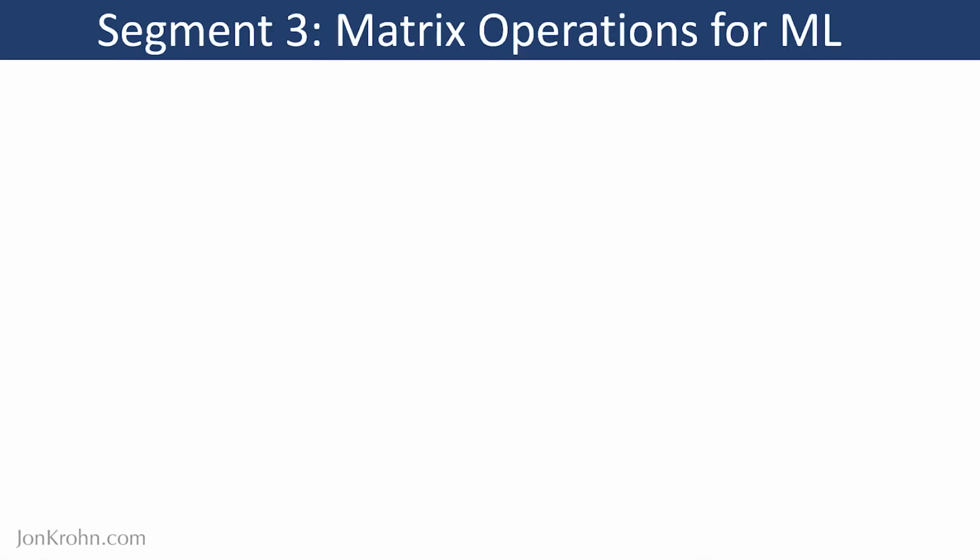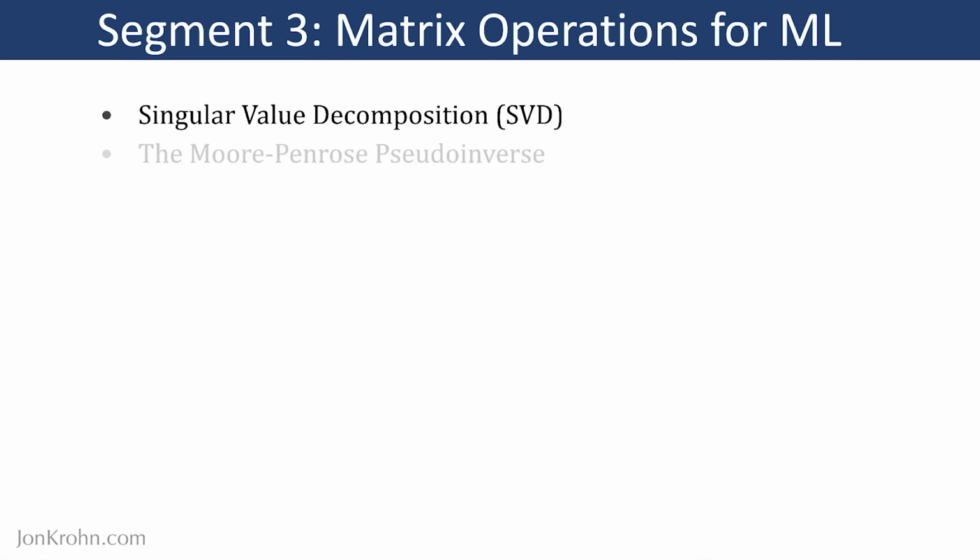Right, so with that, we've reached the end of segment 3 on matrix operations for machine learning. We talked about singular value decomposition, which allowed us to compress an image file. We talked about the Moore-Penrose pseudo-inverse, which allowed us to perform something like matrix inversion of non-square matrices, enabling us to solve for unknowns in systems of equations like those that are common in machine learning.